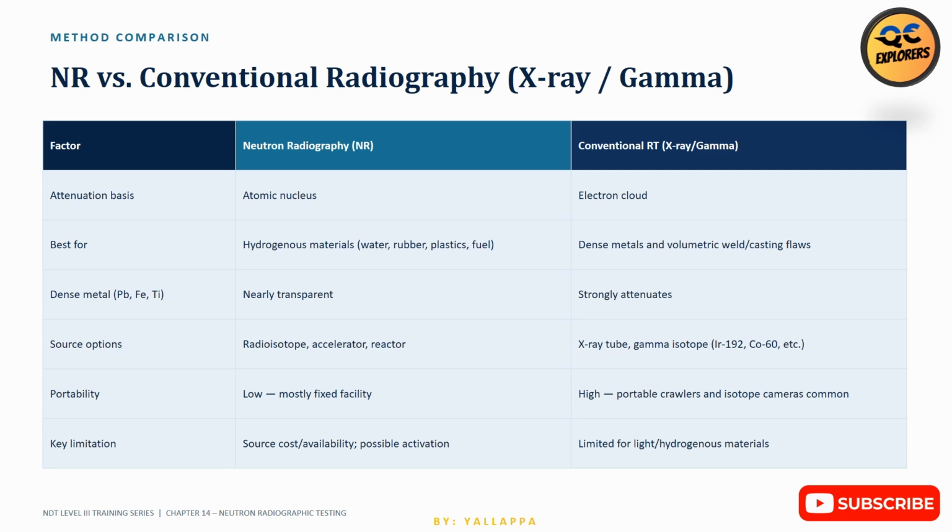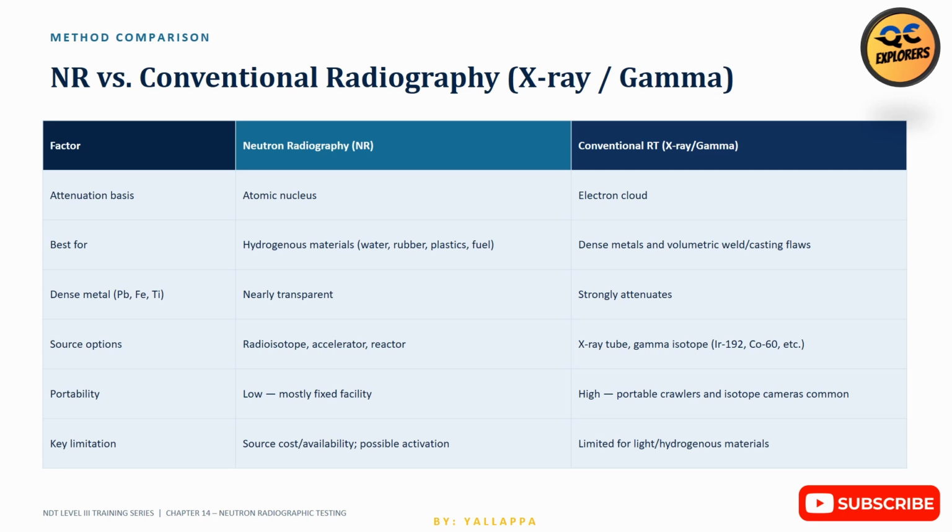Neutron radiography works differently. Instead of interacting with electrons, neutrons interact directly with the atomic nucleus. This difference completely changes the image characteristics. Materials that contain hydrogen, such as water, lubricants, adhesives, plastics, rubber, fuels, and sealants interact very strongly with neutrons and therefore appear clearly in the radiographic image, even when enclosed within dense metal assemblies.